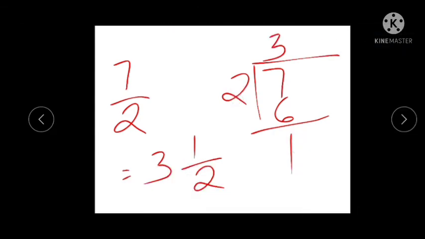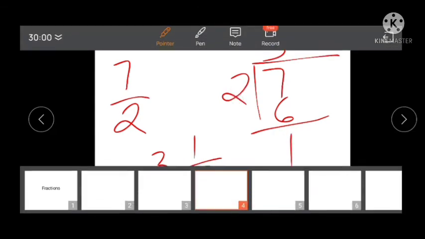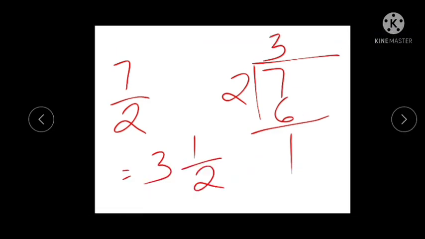So you just remember this code, up down by side. Then we can write this improper fraction as a mixed fraction: 3 1 by 2.